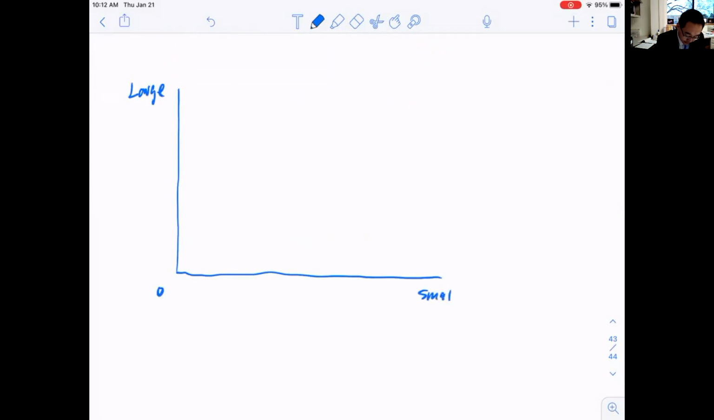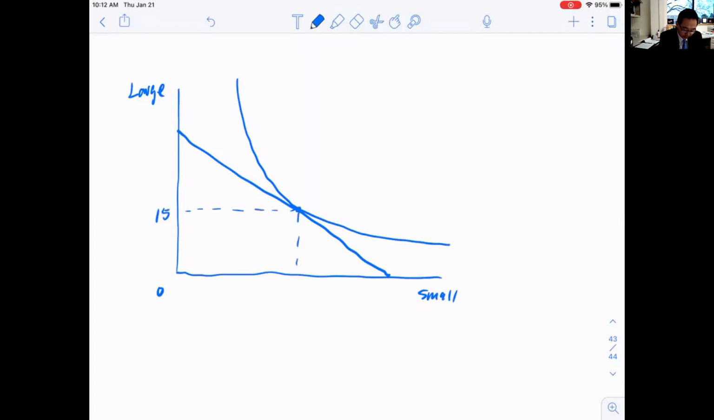So on a national level, first of all, when you have a PPF, where you actually produce if you don't trade is determined by where the indifference curve lies tangent to your PPF. So if this is the indifference curve that lies tangent to our PPF, and this is maybe 15 large and 20 small, then that would be how many the US will produce if we don't trade.